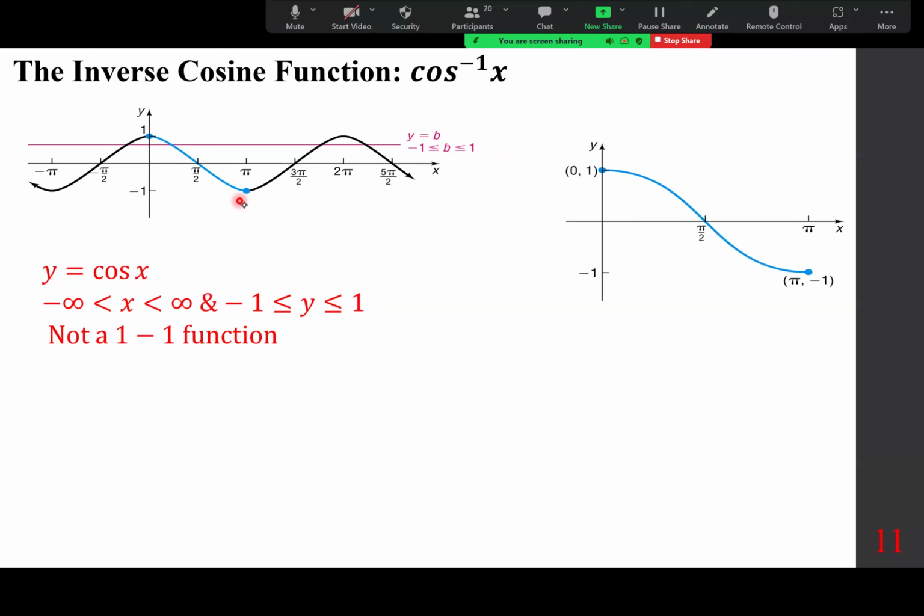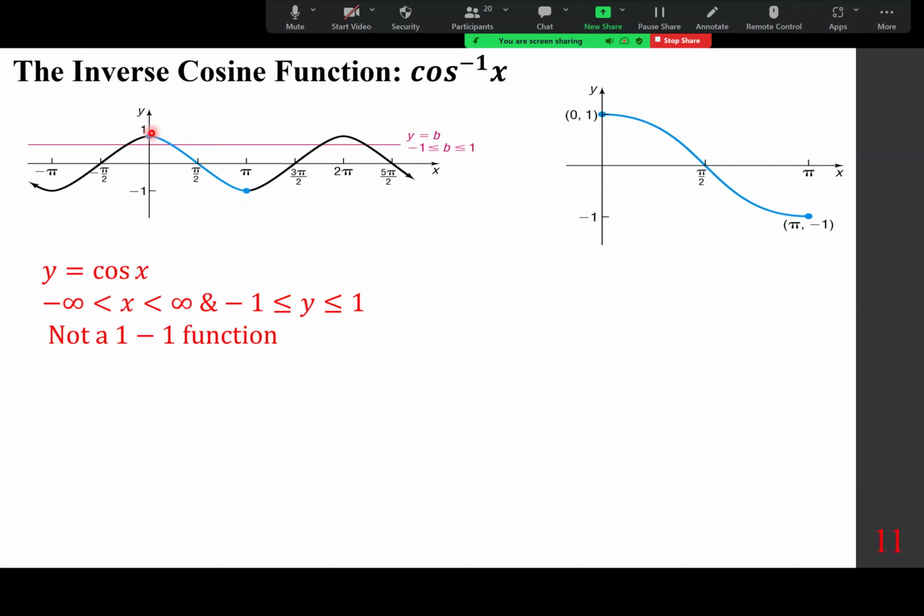Okay. So now if we choose this part and this part only, this is continuous. And now y equals cosine x. We restrict the domain, which is all real numbers, to from 0 to pi. The range, of course, does not change, and it makes it a one-to-one function. And that's what we are looking for.